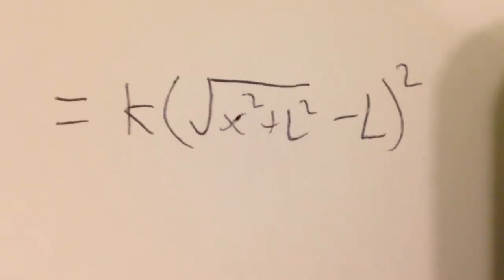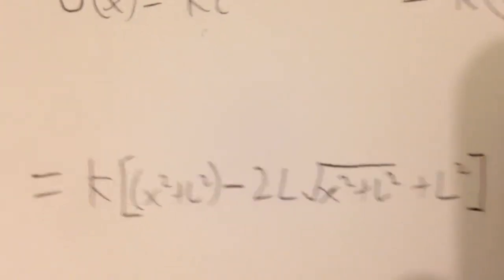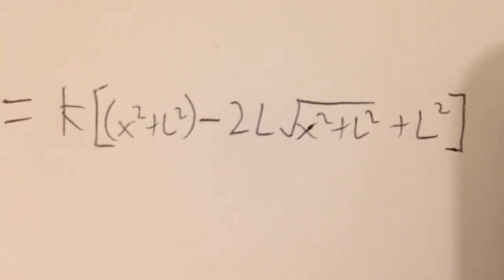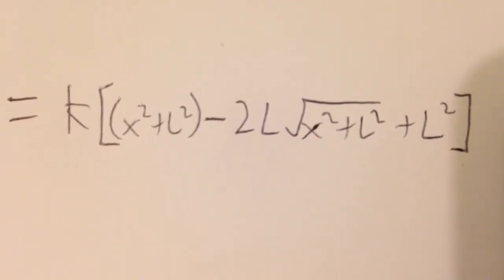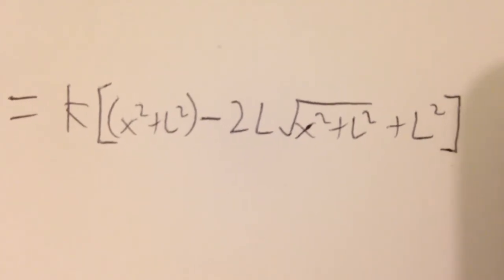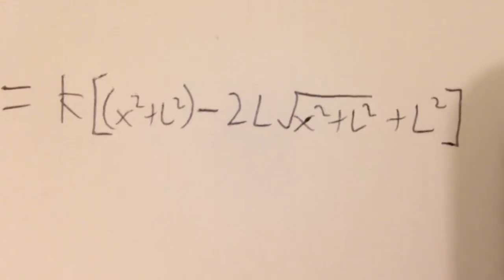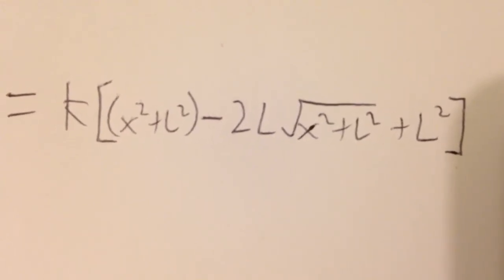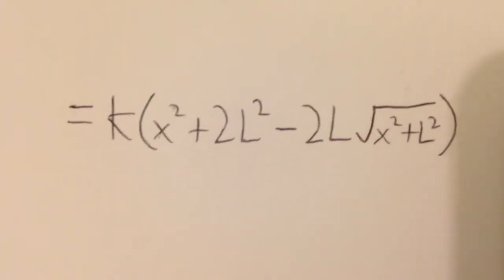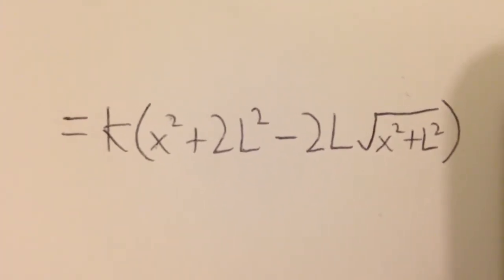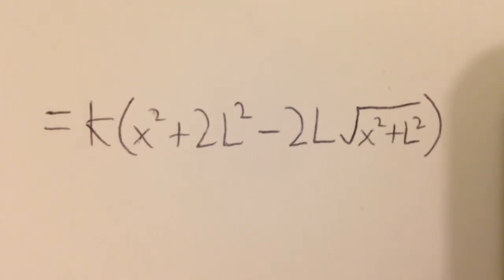Then we do algebra and square the term. Doing so, we get that U of x is equal to k times x squared plus L squared minus 2L times the square root of x squared plus L squared, plus L squared. Then we simplify the brackets by combining like terms. Doing so, we get k times x squared plus 2L squared minus 2L times the square root of x squared plus L squared.